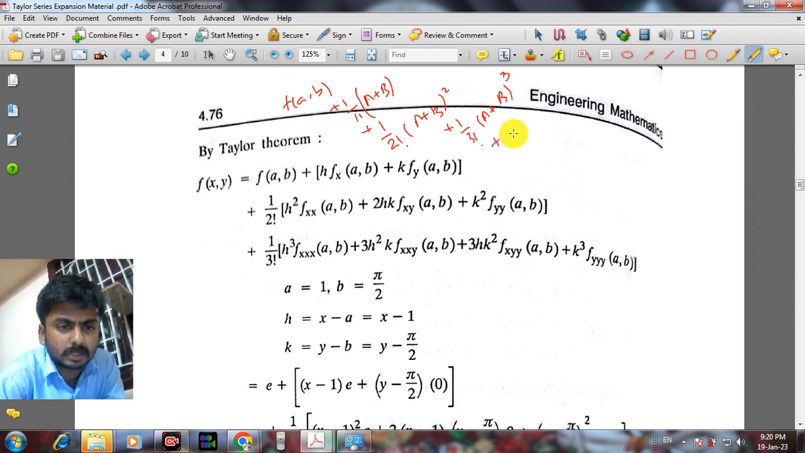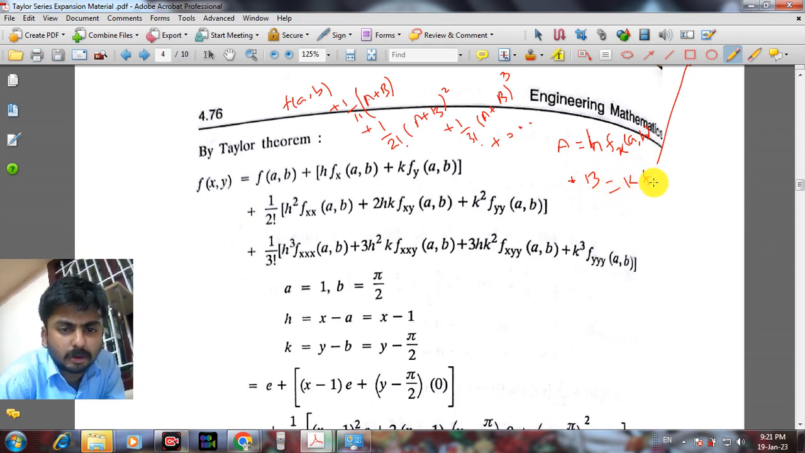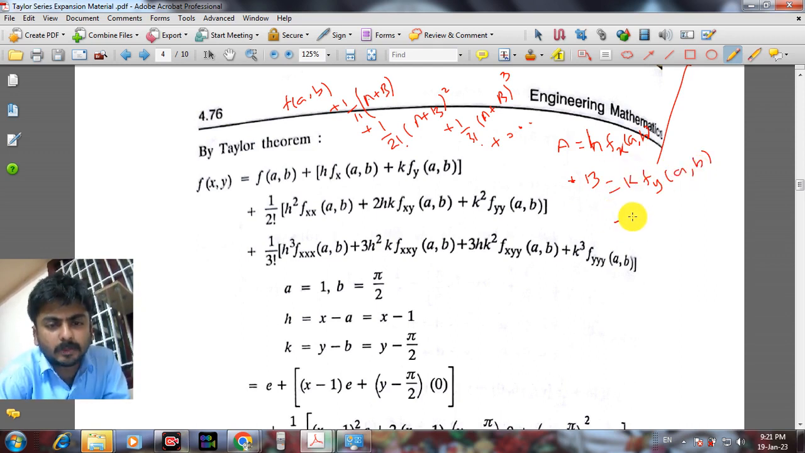A equal to h f x of a comma b, and b equal to k f y of a comma b. You have to keep these things in mind.